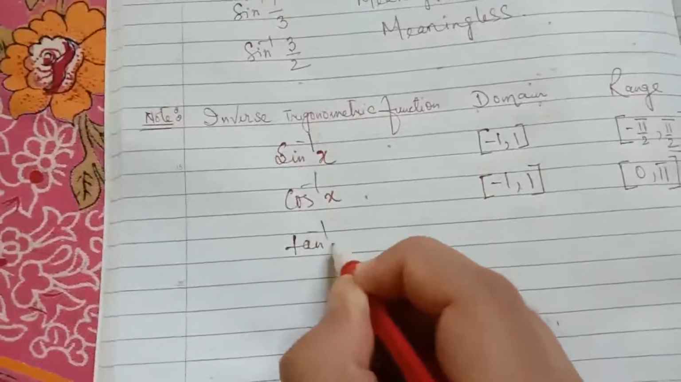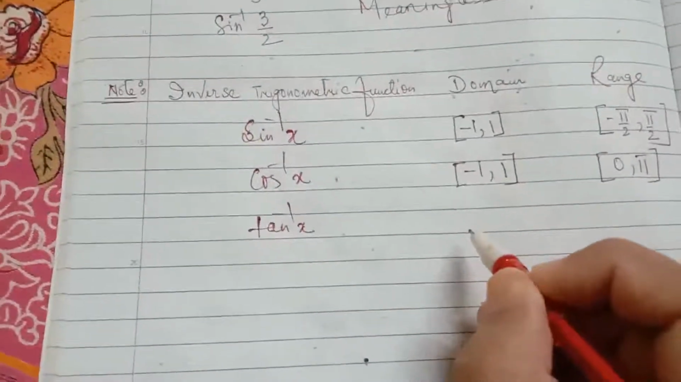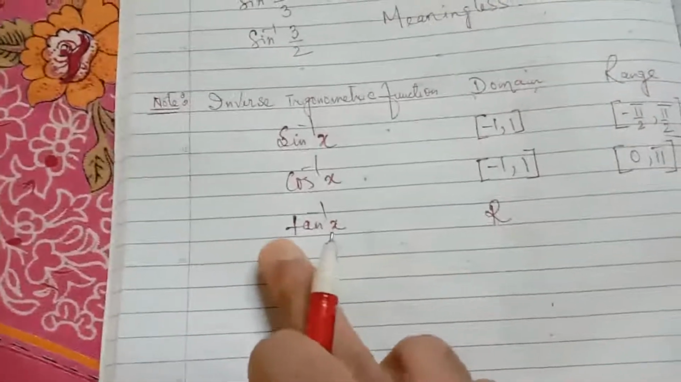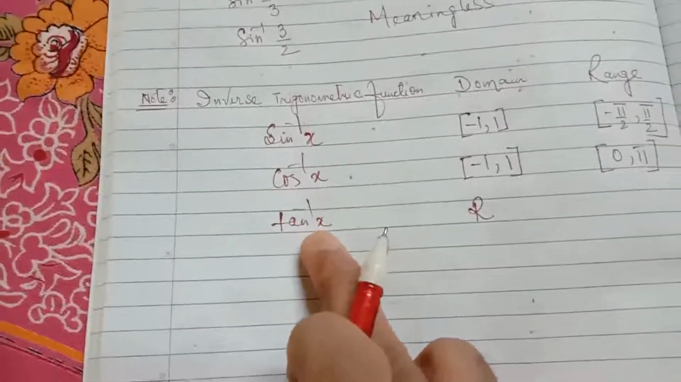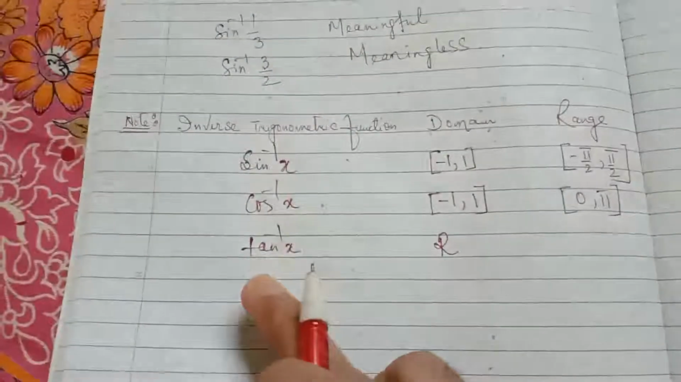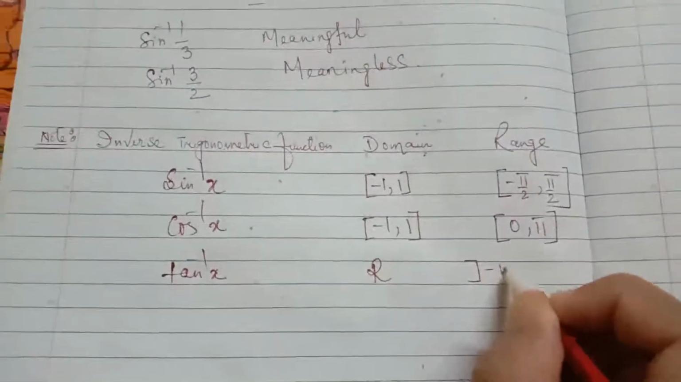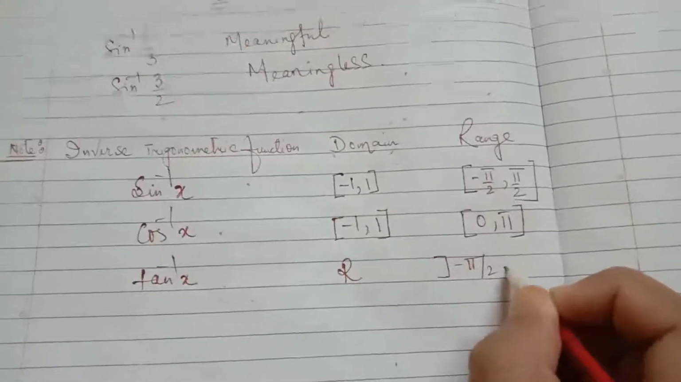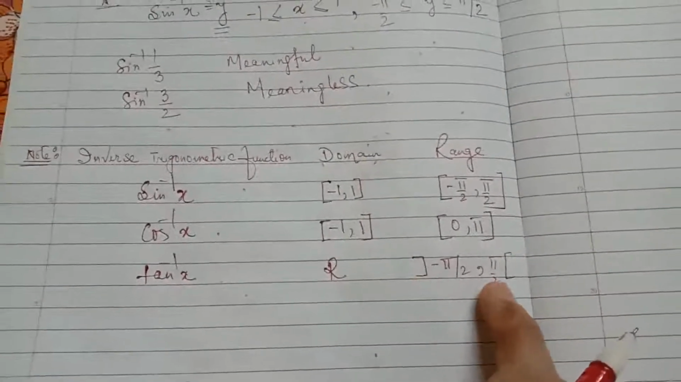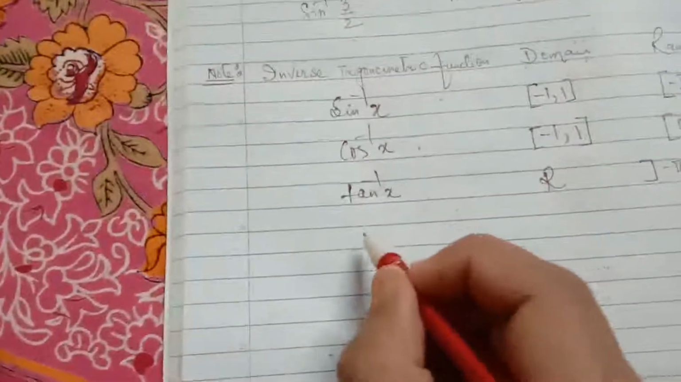Tan inverse of x. The domain of tan inverse of x is R. That means whenever you write tan inverse of x, x can be any real number from minus infinity to plus infinity. And what is the range? What will be the value of tan inverse of x? It is minus pi by 2 to plus pi by 2. Any angle in between minus pi by 2 to plus pi by 2, but excluding the boundaries, excluding minus pi by 2 and plus pi by 2.